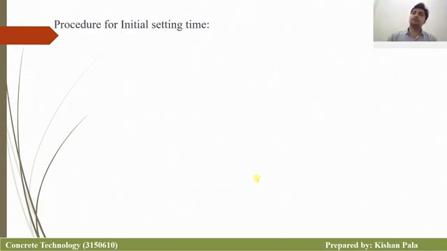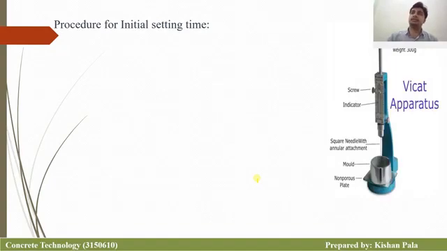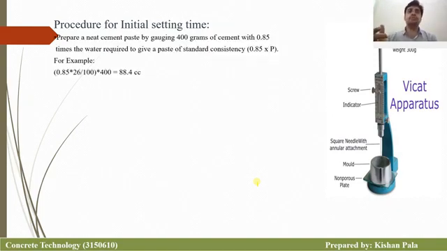Let's understand the procedure for finding the initial setting time. It is divided in two parts. First one is the initial setting time and then we can calculate the final setting time. Clear? So first of all, you have to prepare a neat cement paste with 400 gram of cement with 0.85 times the water required to give the paste of standard consistency. So first of all, you have to find out the consistency of the cement, then you can calculate the total mass of the water for this performance.